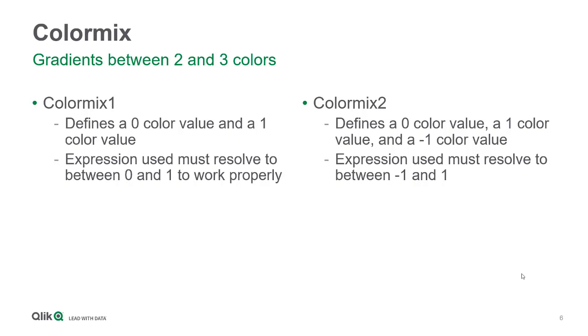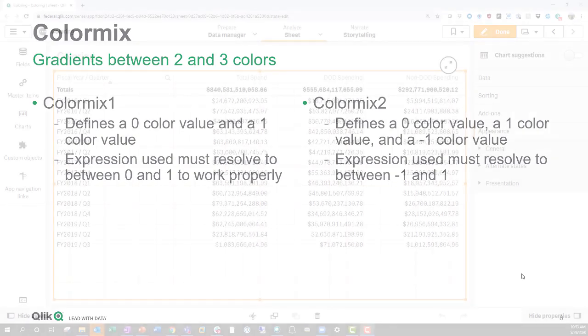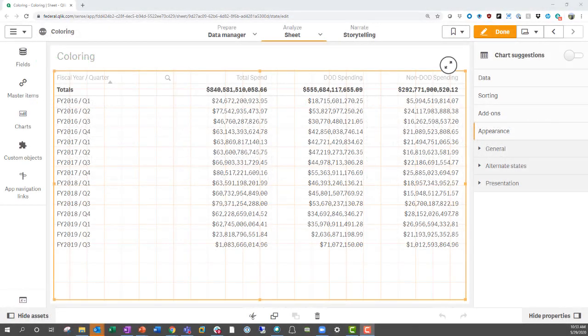Okay, a quick warning for these though. Color mix 1 and color mix 2 do not perform in Qlik as well as the other color functions we've been working with so far. So just a warning on that, and even after showing the color mix 2, I'll actually show you how you can use color mix 2, an ARGB or an RGB color function to achieve the same effect as a color mix 2.